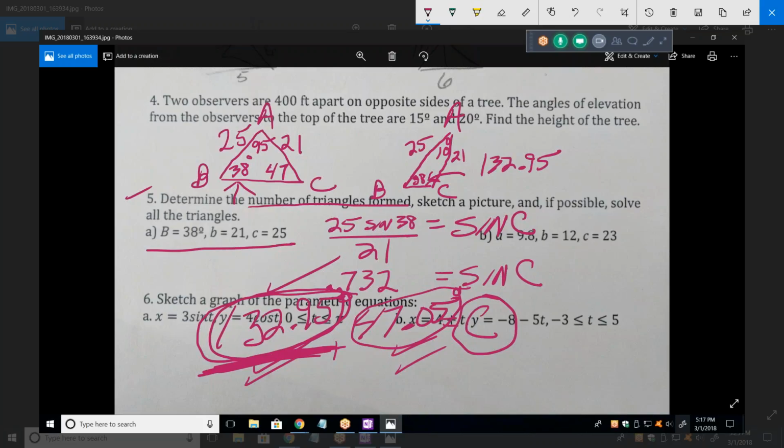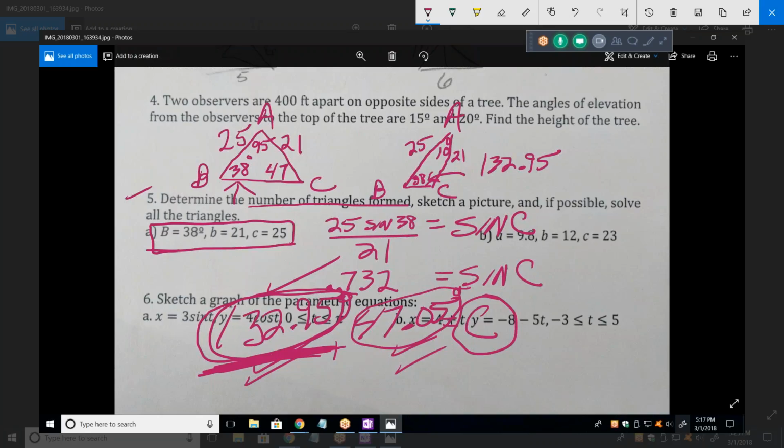So they're two completely different triangles, but both triangles have those parameters that apply. That's okay. That's the ambiguous case of the law of sines.